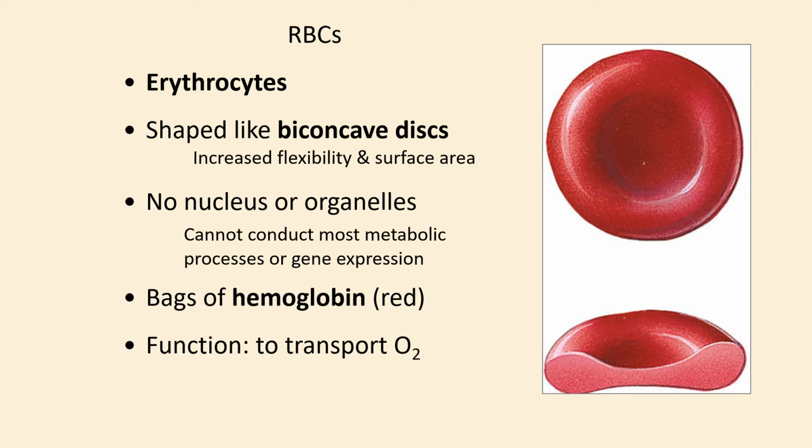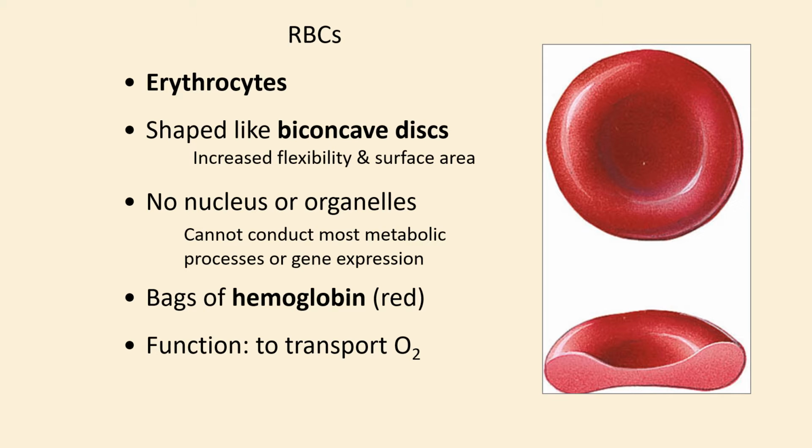It's called a biconcave disc. And this shape allows the cell to have greater flexibility. They're quite bendy. They can take steep corners, and they have a lot of surface area. The purpose of hemoglobin, and there are millions of molecules of hemoglobin inside each erythrocyte, is to reversibly bind oxygen.